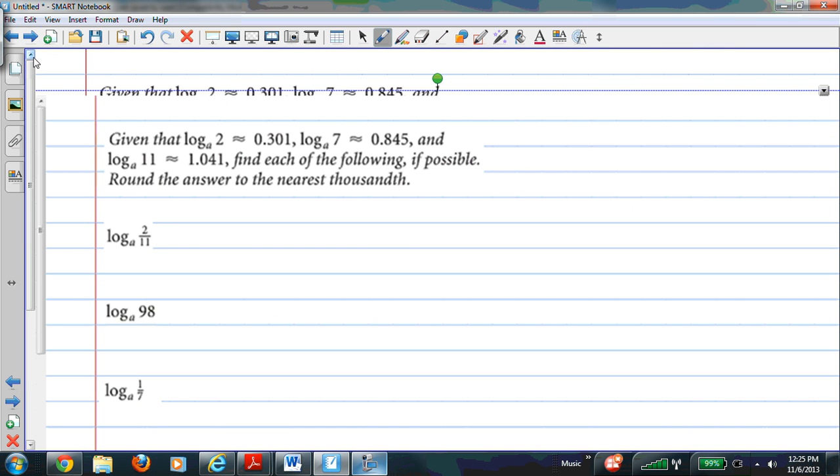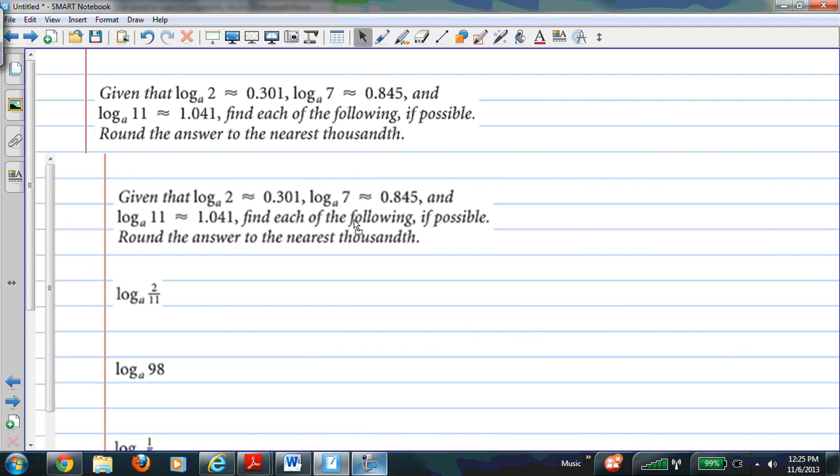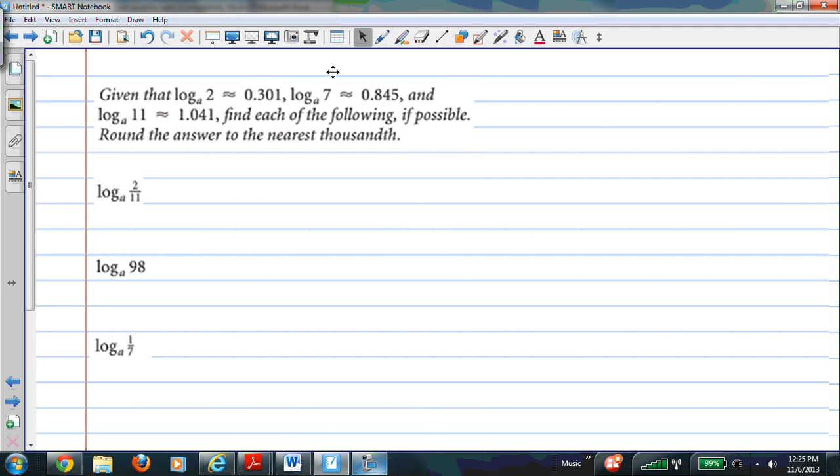Alright, so here are a few more exercises. Okay, so this is actually fun. We can actually have fun with them. What is given to us is that log base a of 2 equals 0.301, log base a of 7 equals 0.845, and log base a of 11 equals 1.041.